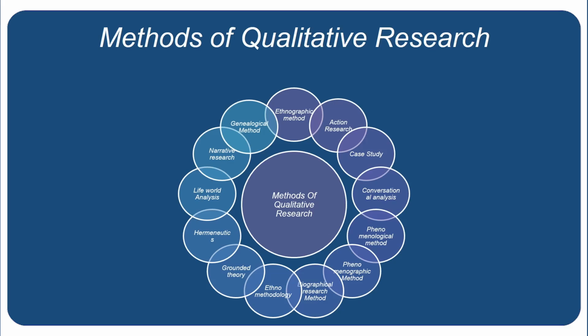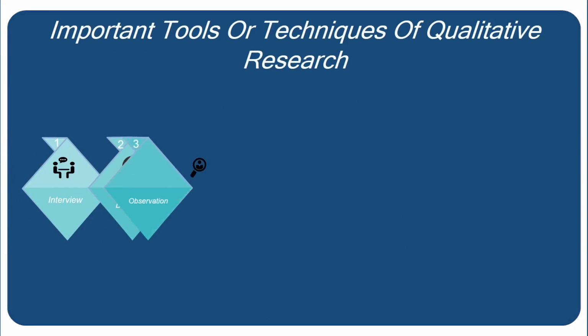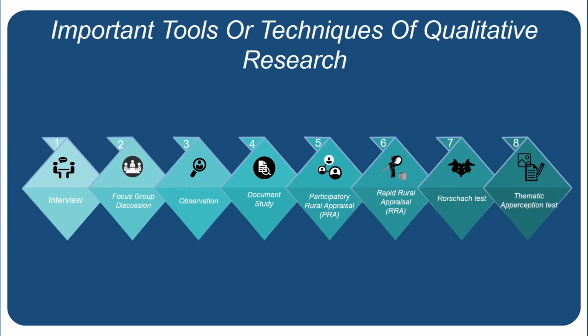Well, in some cases, qualitative researchers employ more than one method. However, one particular method could be the major one, and the others become secondary. So, in such a case, there will be more than one method in a particular qualitative research, and each method employs different kinds of tools and techniques. Important tools and techniques used in qualitative research include interview, focus group, observation, document study, participatory rural appraisal called PRA, rapid rural appraisal RRA, Rorschach test, and thematic apperception test. There are many others which are rarely used, which are not discussed at present.